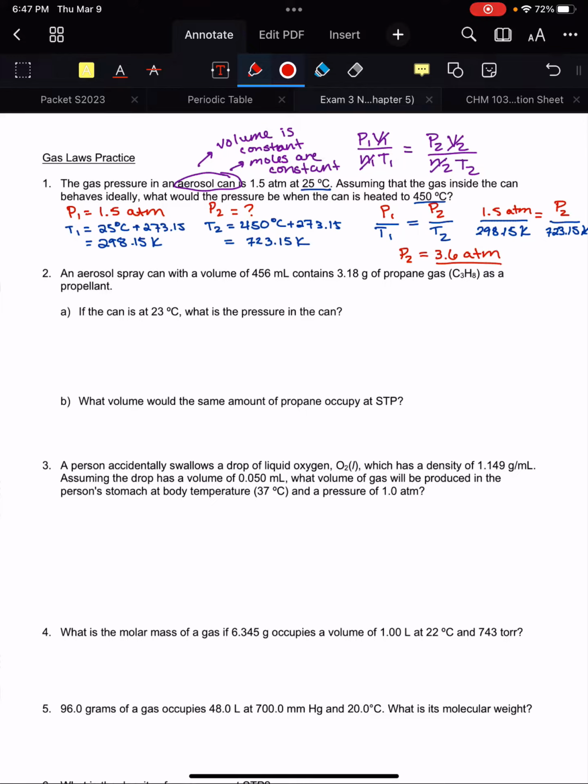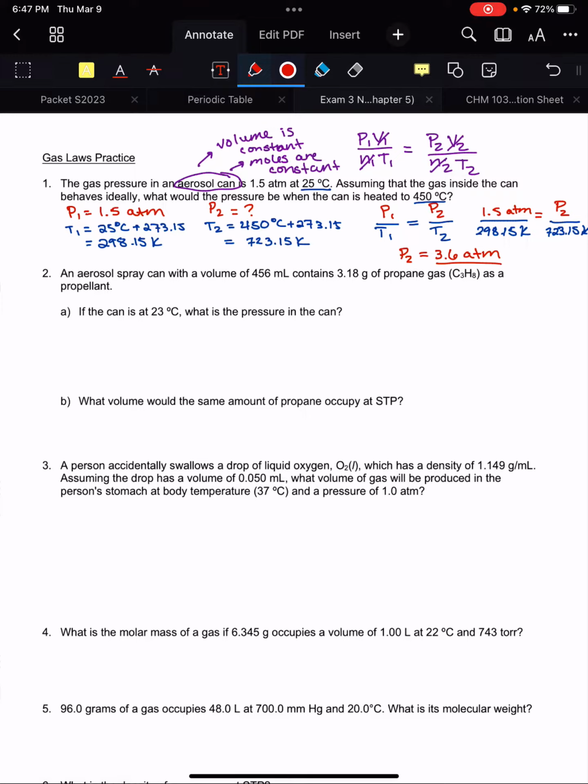And this is why on an aerosol can, it always says do not incinerate, right? So don't put it in a fire like people like to do, because the pressure goes way up, and so it would make the can explode. So that's what that problem was all about. Let's look at the next problem together.